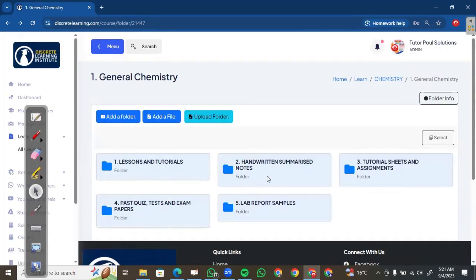Once you're back here, you can see we have handwritten summarized notes. On all the topics, we have handwritten, well summarized notes if you want to read them. And they are very funny and very direct to the point. So you can also read them.